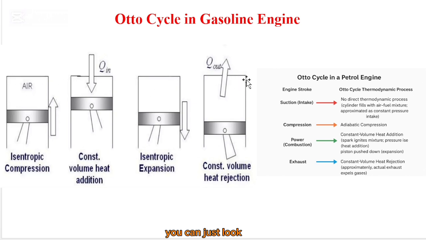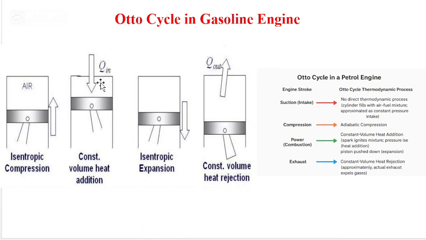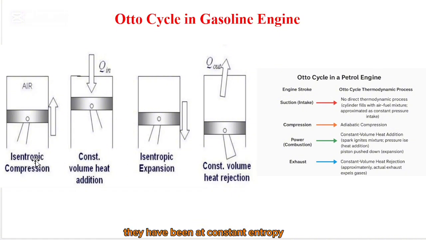You can just look, we have seen this combustion chamber already. Then second is constant volume heat addition, that is, the spark plug has produced the spark and then the combustion has taken place. After that, isentropic expansion. I told you already, compression and expansion are opposite to each other, and they are at constant entropy. Because of the heat, the pressure builds up and the piston goes down, and finally the exhaust valve opens and the heat is released out. So: isentropic compression, constant volume heat addition, followed by isentropic expansion and constant volume heat rejection.